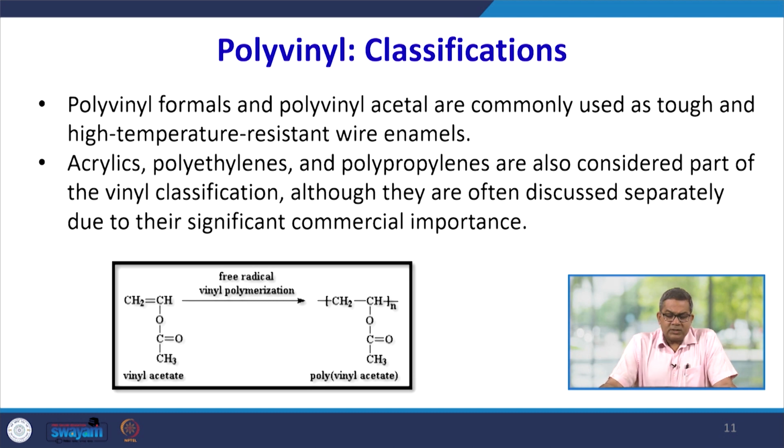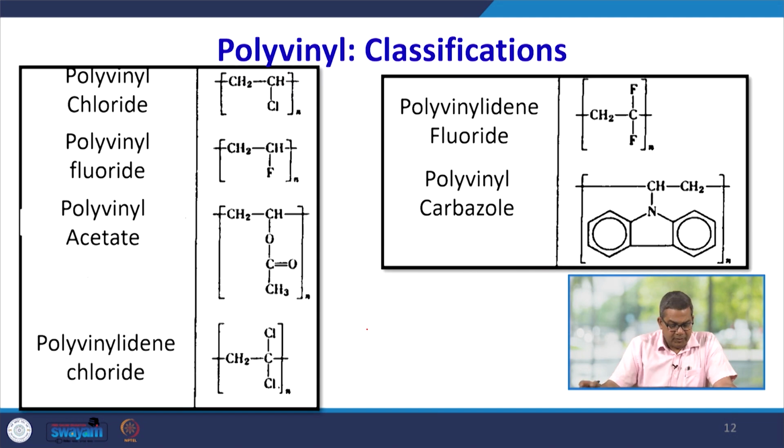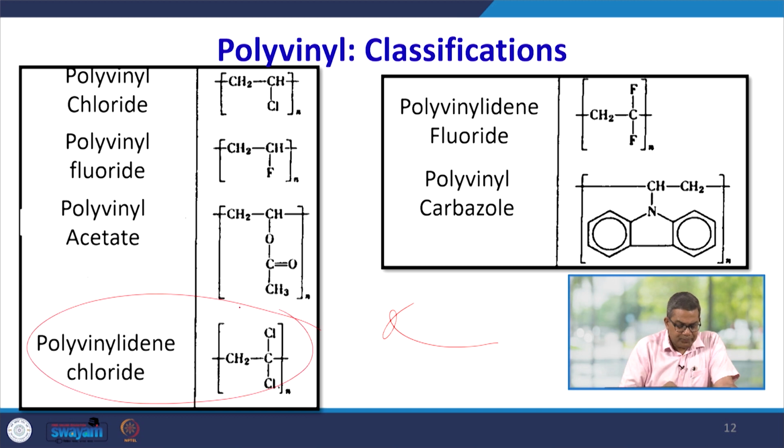Now, polyvinyl formals and polyvinyl acetal are commonly used as tough and high temperature resistant wire enamels. Acrylics, polyethylenes and polypropylenes are also considered a part of the vinyl classification, although they are often discussed separately due to their significant commercial importance. So here you can see the free radical vinyl polymerization. Vinyl acetate gives you polyvinyl acetate. Here you see polyvinyl fluoride, polyvinyl carbazole, polyvinyl chloride and polyvinyl acetate; all these things are classified here.